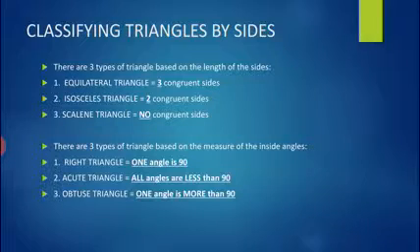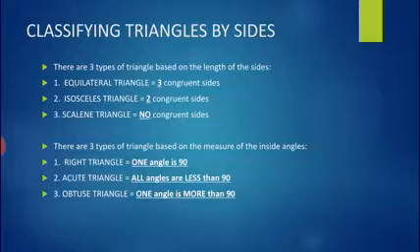If we want to classify by the measure of the angles, we have a right triangle when we have a right angle, so one angle is equal to 90 degrees. Acute triangle when all three angles are acute. Obtuse triangle when we have an obtuse angle in the triangle, so we have an angle that is bigger than 90.